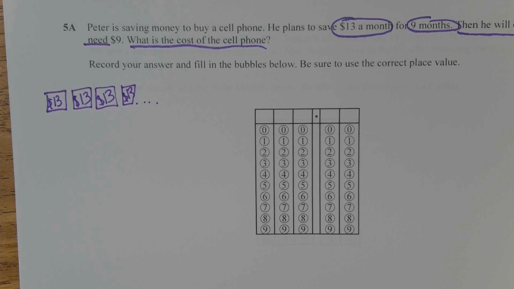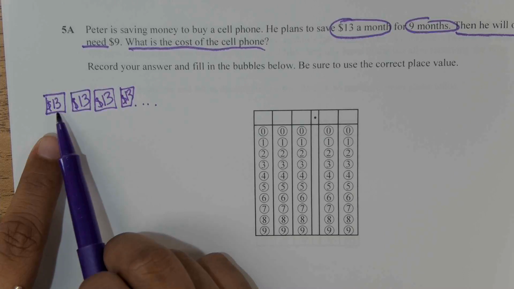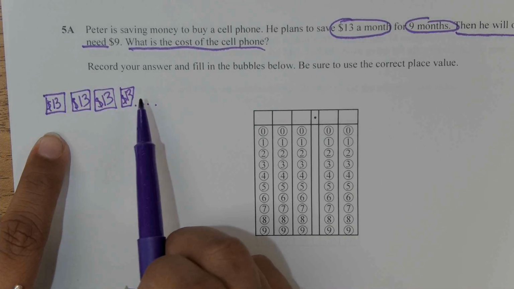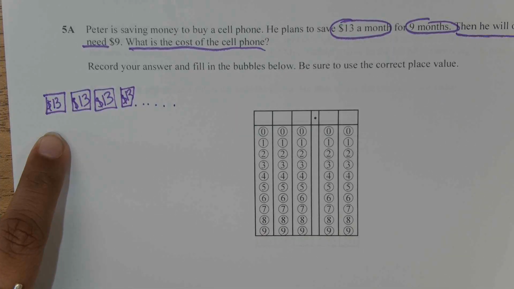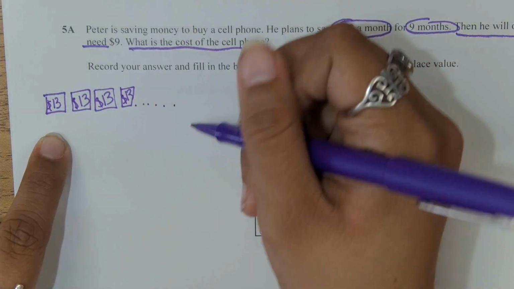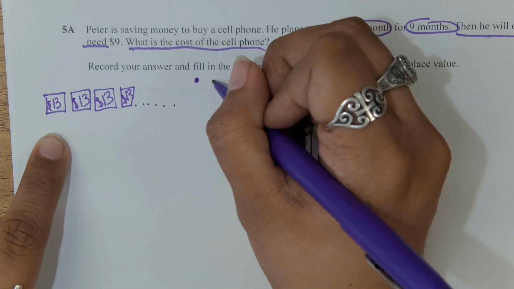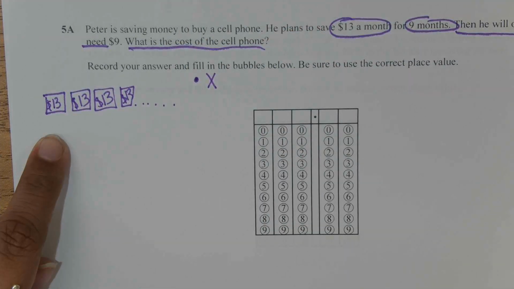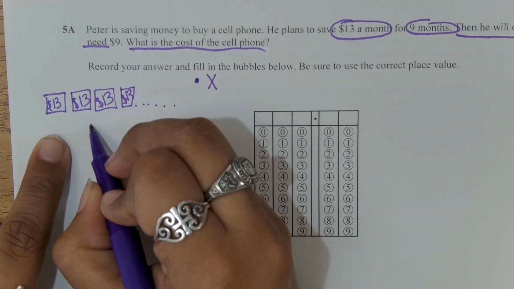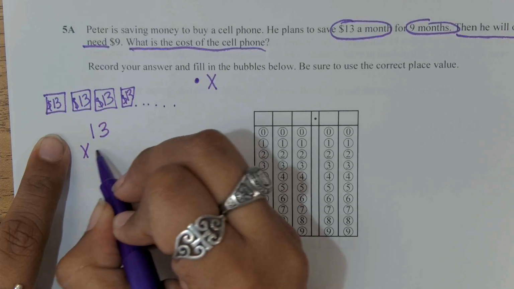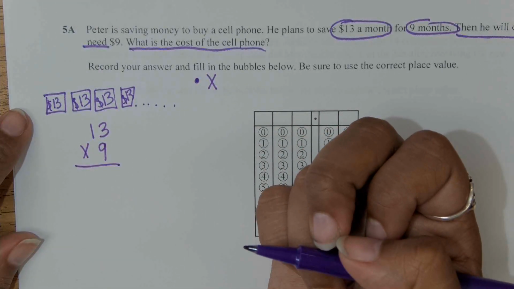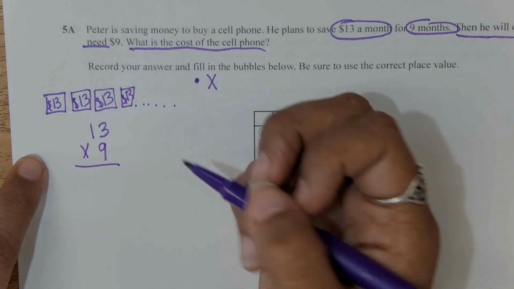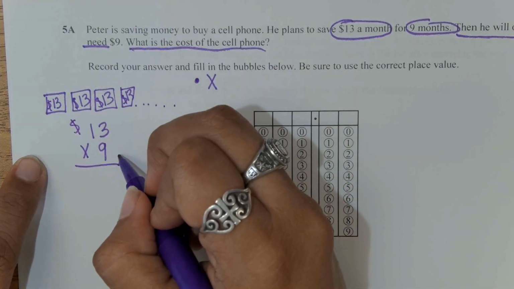So what can I do to figure out that total? Well, first off, I'm doing 13 plus 13 plus 13 plus 13, on and on and on, all the way till I get to month 9. So what operation is that? That's right, operation we're going to be using is multiplication. So let's try that out. Let's do 13 times 9. This is then going to give us the total amount of money that's going to be saved in those 9 months. So this is $13. This is a 9 months.